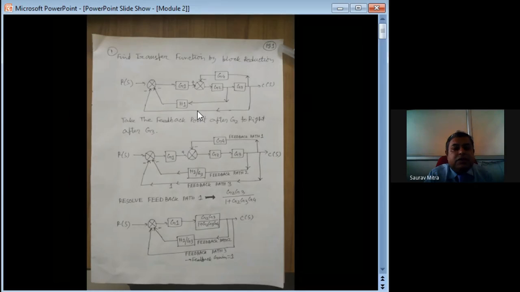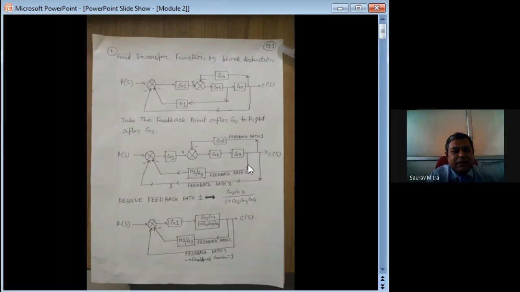Okay. So what is the problem? Problem is this is in between G2 and G3. So we can solve the whole numerical if this H1 is solved somewhere. Now we can shift H1 in the left, we can shift H1 in the right. So what is the solution here? Take the feedback point after G2 to the right, after G3. So this point has been shifted right.